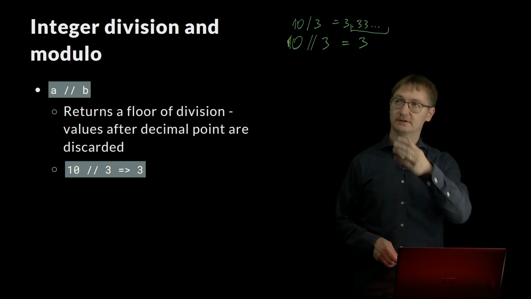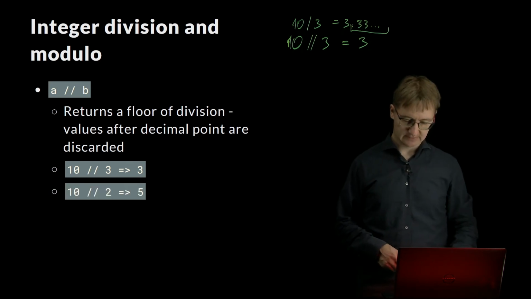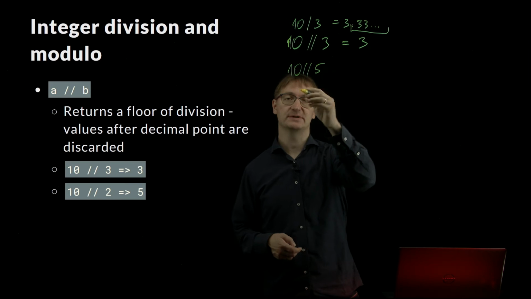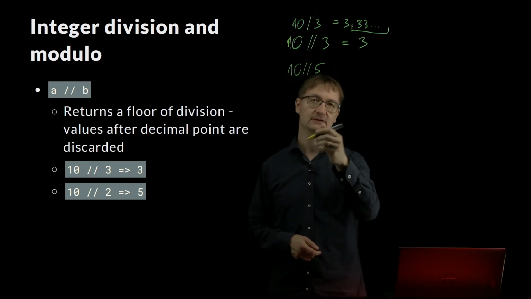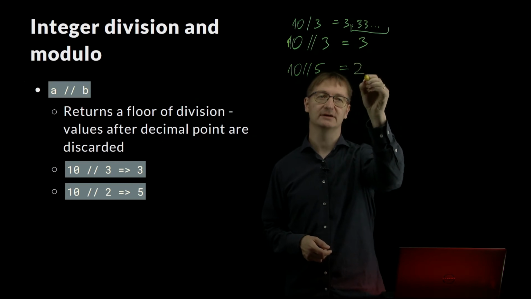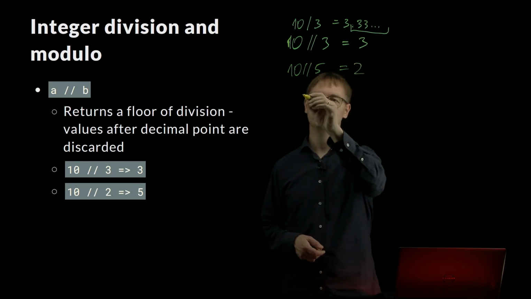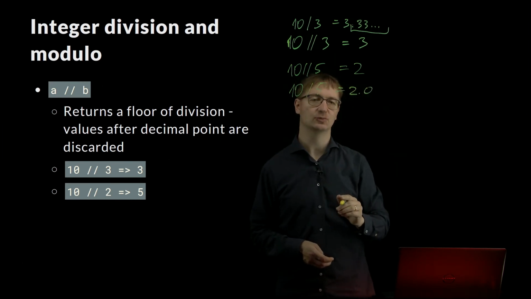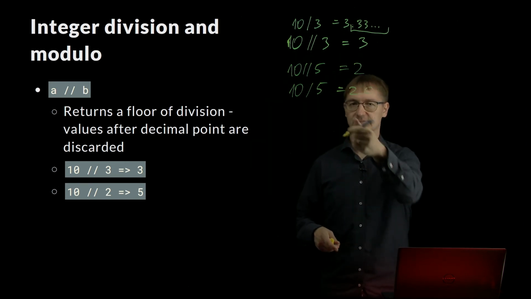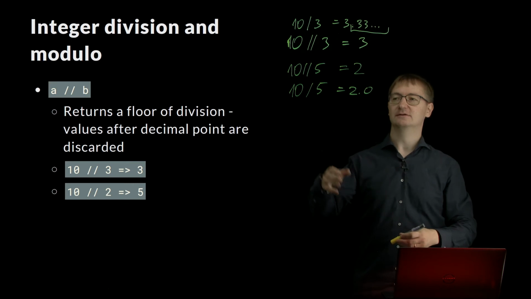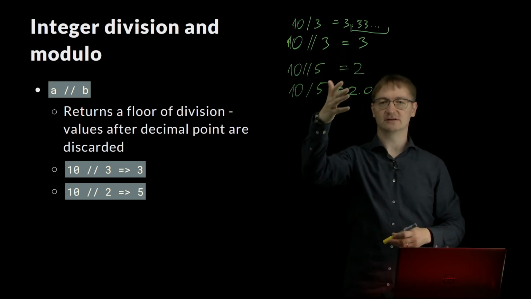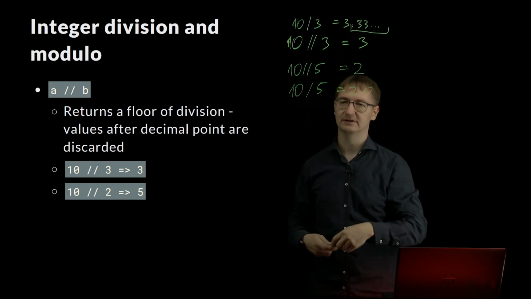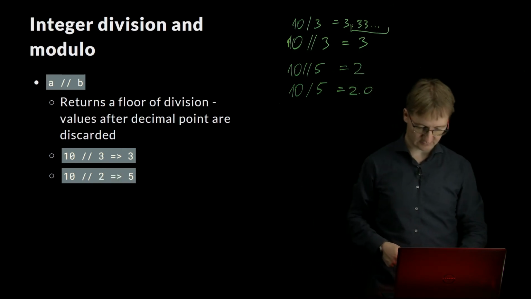And here is the example I drew on the board also. In this case, if we have the expression where I have 10 and 5, which is divisible anyway, here I get 2, and the result is always an integer. If I compare it with normal division, I would get 2.0 because it is a floating point number. In most cases, the result is a floating point number, even though it actually is divisible exactly, but it's still a floating point number.